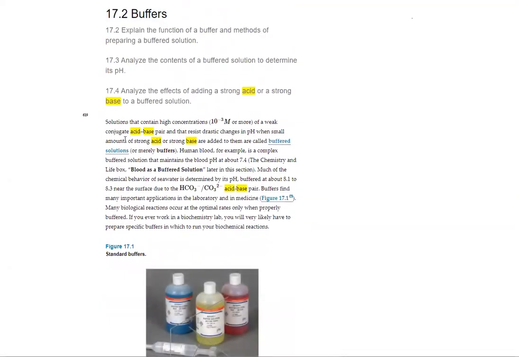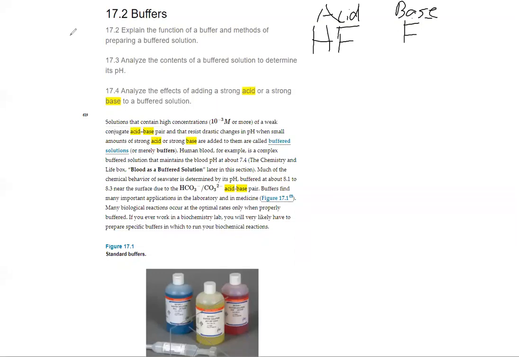Buffers. A buffer is a solution that contains a high concentration of a weak conjugate acid-base pair. This comes in two forms. I'll give you an example, HF. It's a common weak acid. HF is a weak acid, so what will be the conjugate base of HF? The conjugate base is HF after it loses the hydrogen, so the conjugate base would be F minus. This is the acid, and this is the base. If we have HF and F minus in a solution, those would be an example of a buffer.